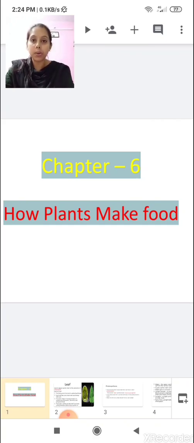Children, today we are going to start a new chapter from the second book, Science, chapter number 6. The name of the chapter is How Plants Make Food. In this chapter, we will learn how food is made by a plant, by which process plants make their food. We depend on plants for food, but plants make their own food, and how they make their own food we will learn in this chapter.